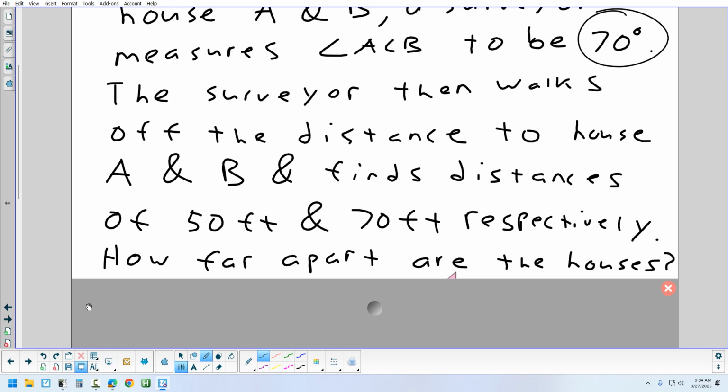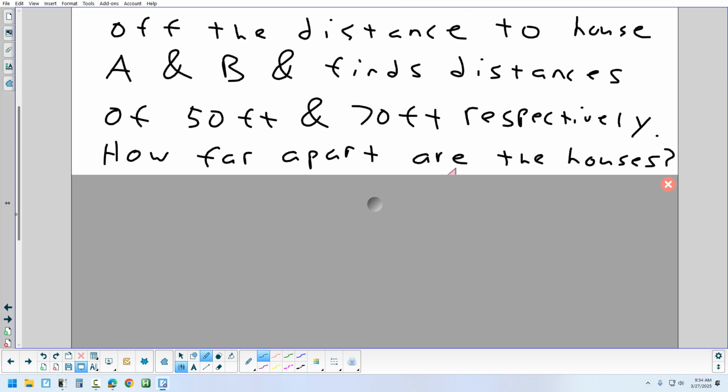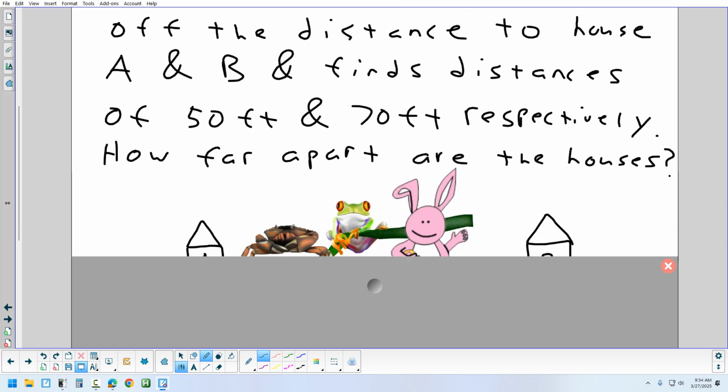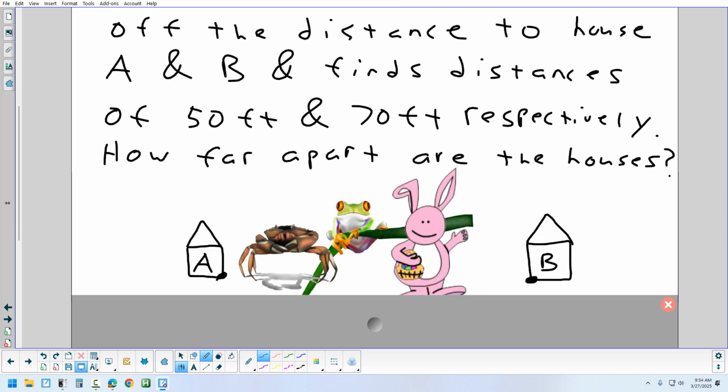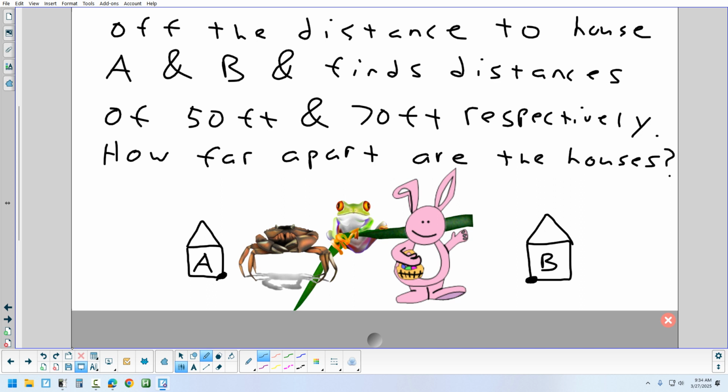Now, I said to use your imagination about why you couldn't just directly measure it. Maybe it's 2 sides of a canyon. It's not easy to get across it. 2 sides of a lake. For whatever reason, we can't measure it directly. In our case, there's danger between the 2 houses. First of all, we've got a giant crab kind of thing.